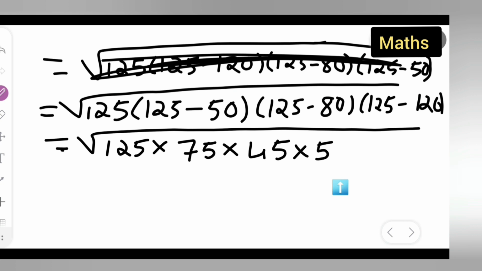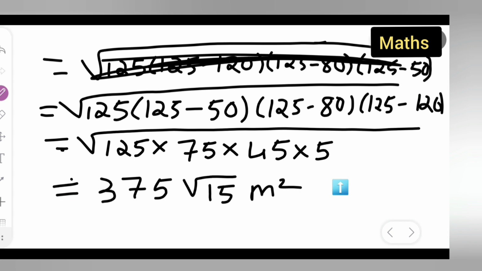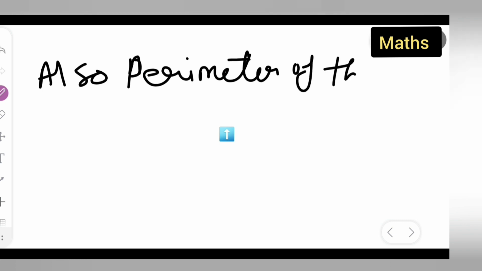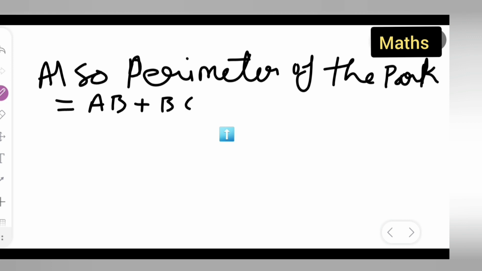Okay, so what you are going to get is, so here what is going to remain? 375 into root 15 meter square. So basically also continue here only, also perimeter of the park is equal to AB plus BC plus CA is equal to 250, right?